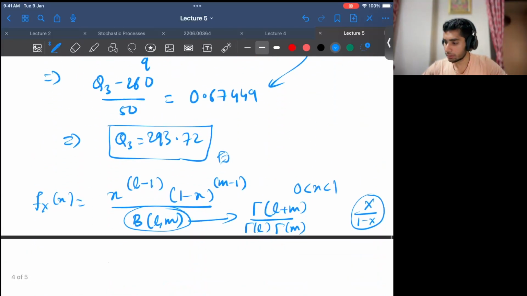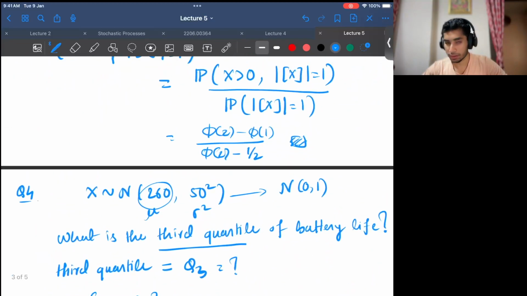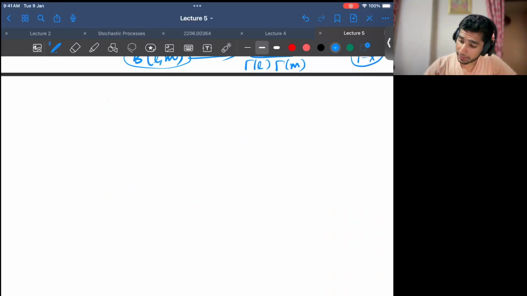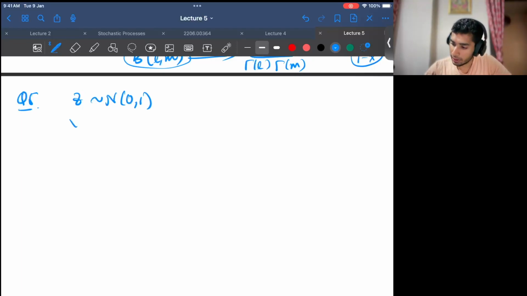So I hope this question was clear, right? The previous question was clear. Okay, maybe I'll solve one or two more questions. So let's say that the question 5. Let's say that Z is again a standard normal random variable. Okay, so it's normal 0, 1, and Y is another random variable which is equal to max of Z comma 0.